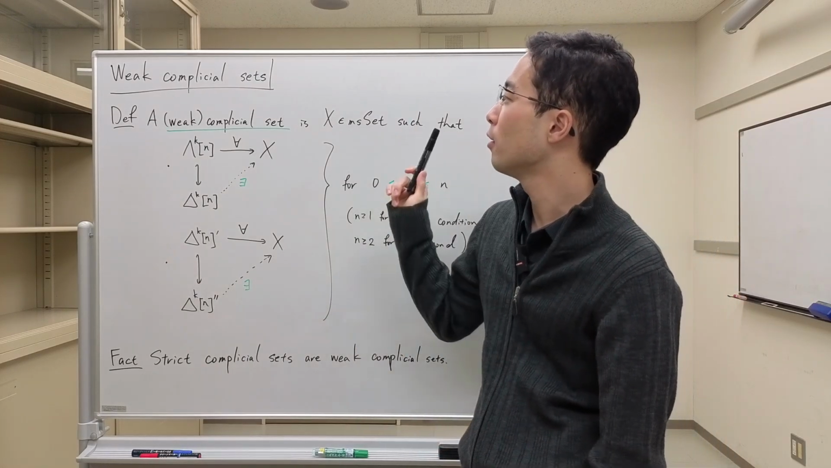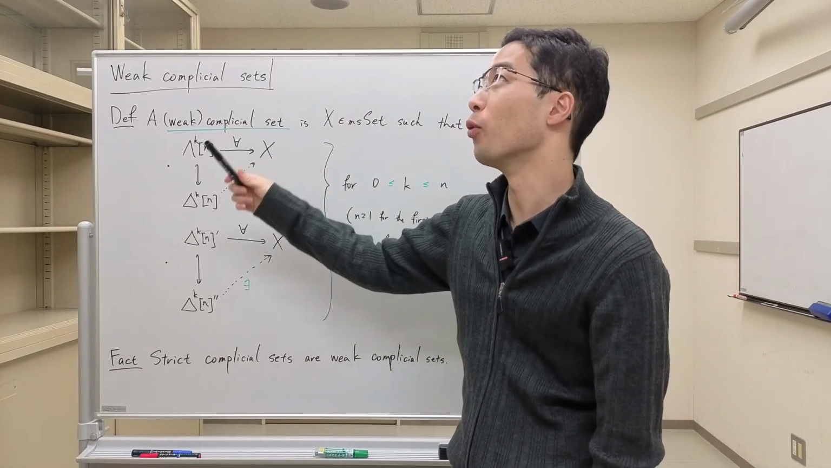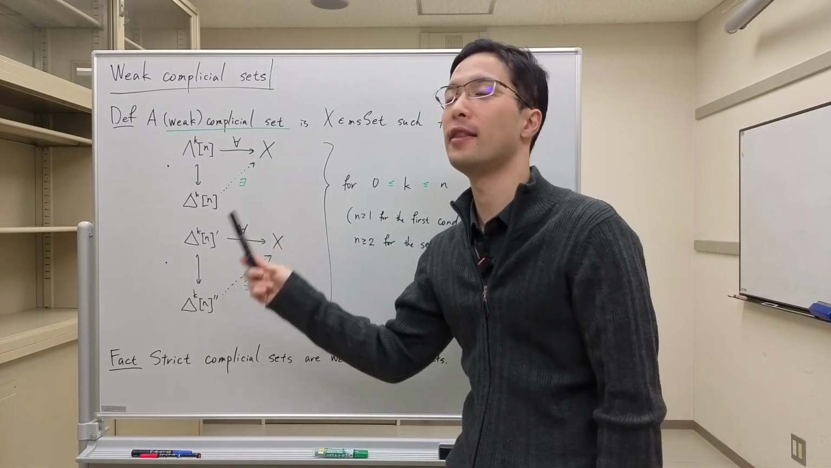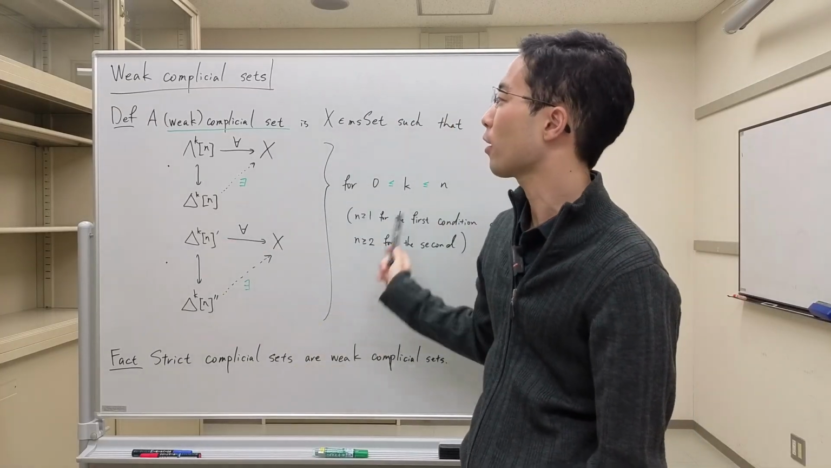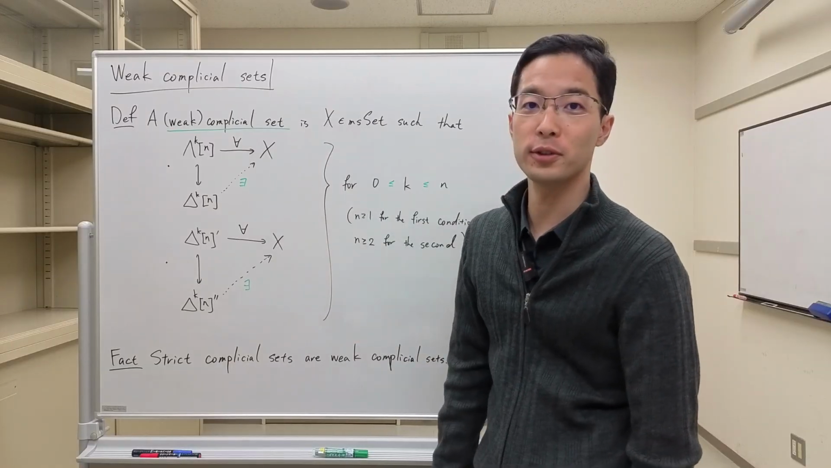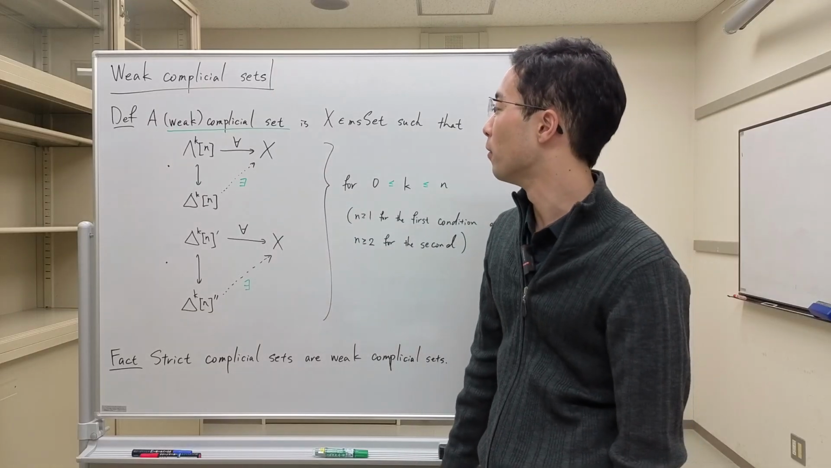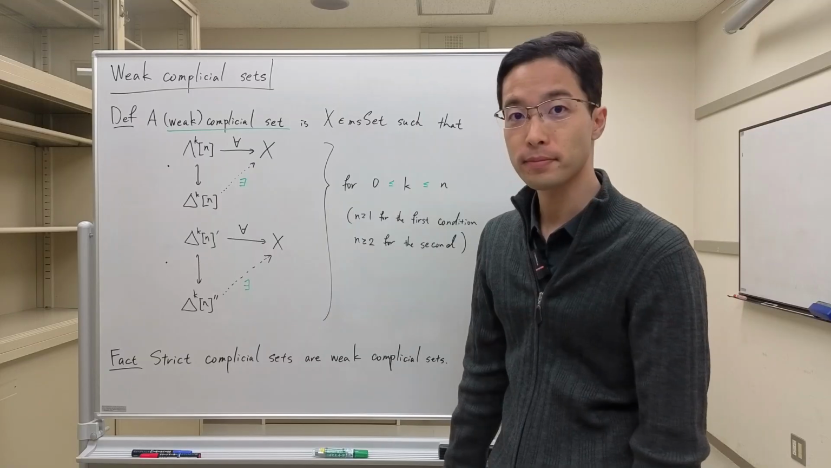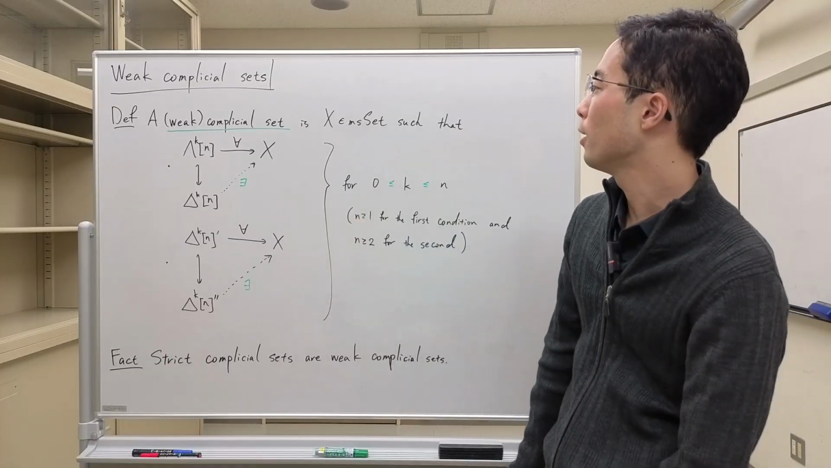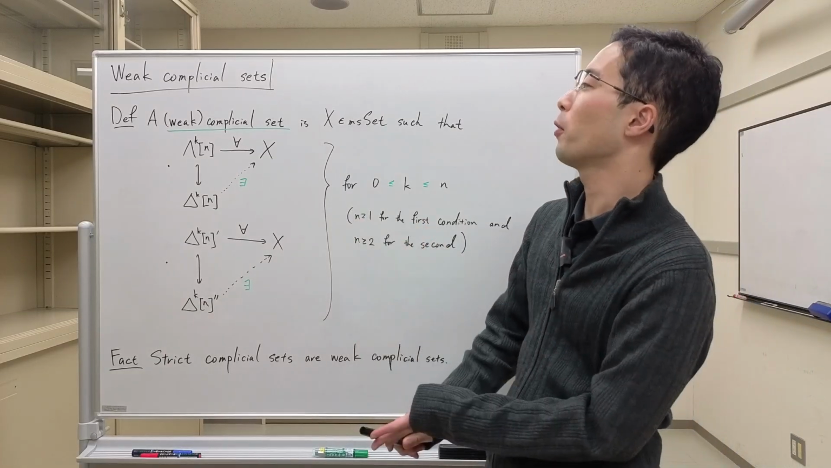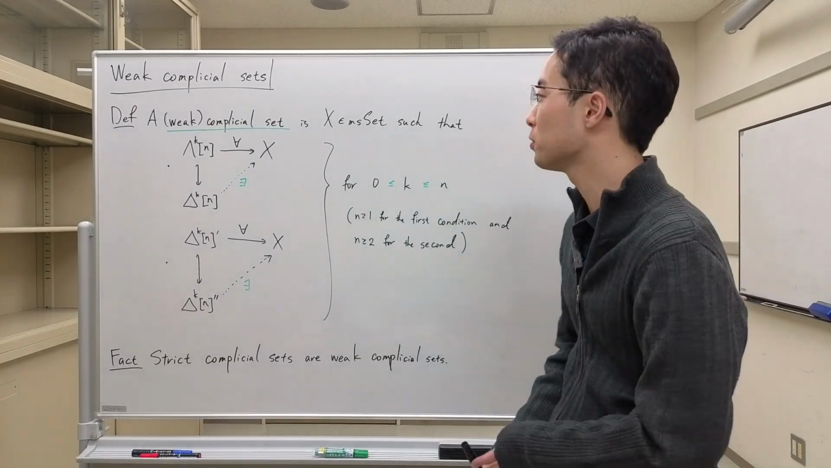Except that instead of making precise what these weak omega categories are, and then characterizing their nerves, we directly define these weak complicial sets and think of these things as a kind of weak omega categories. Anyway, this is the definition, and there are three differences between this definition and that of strict complicial sets.